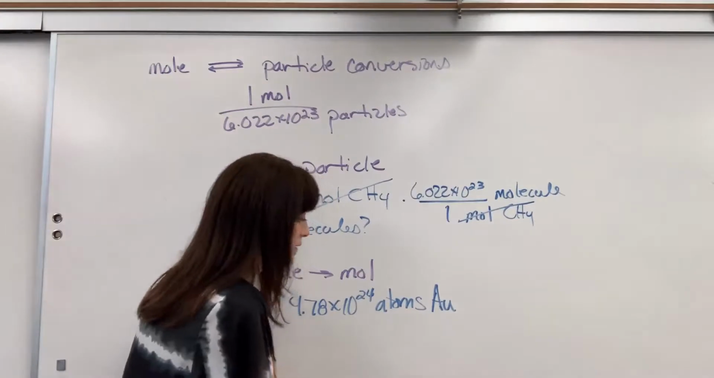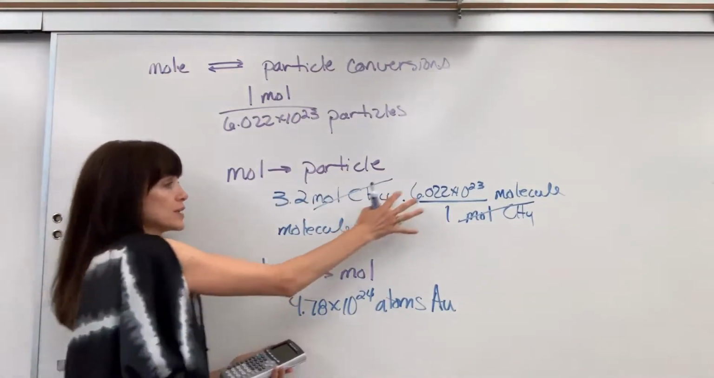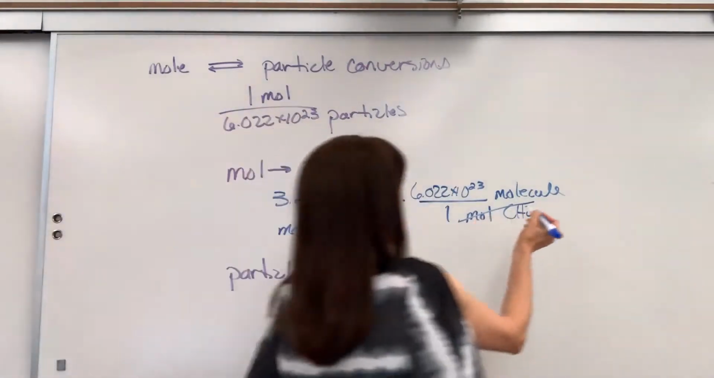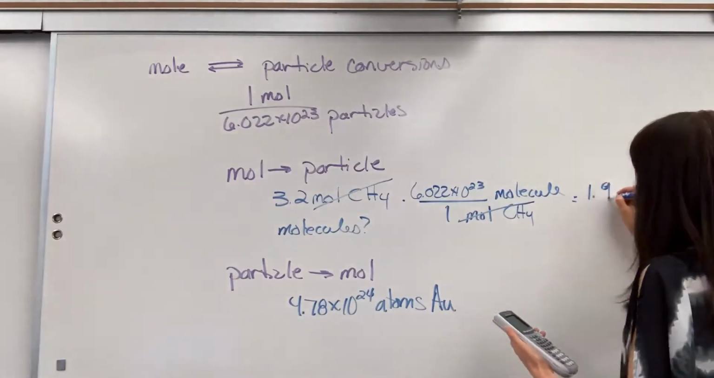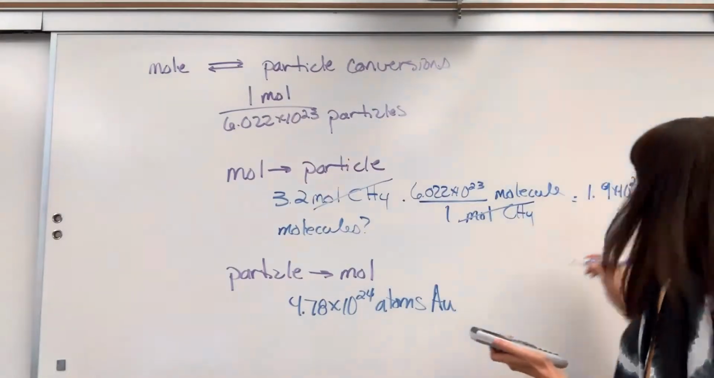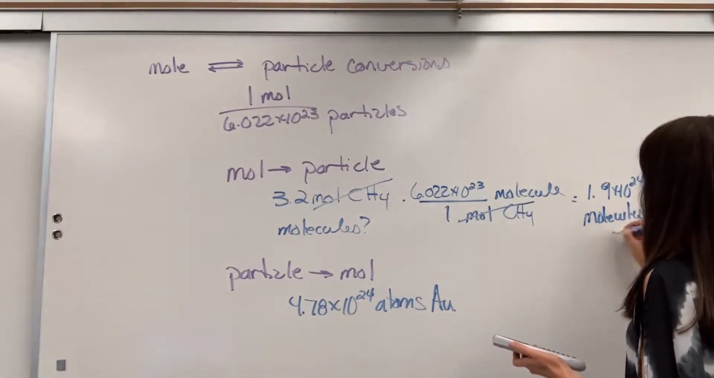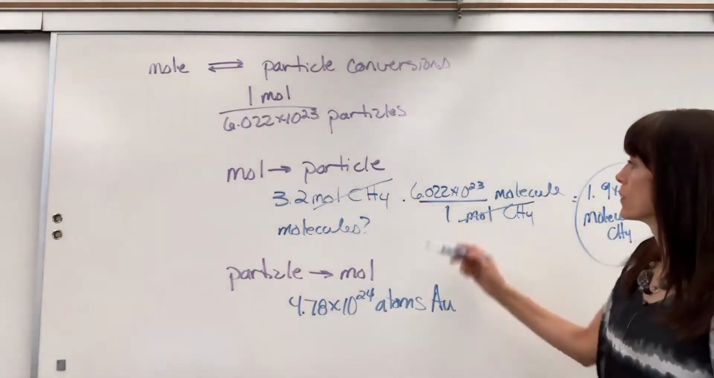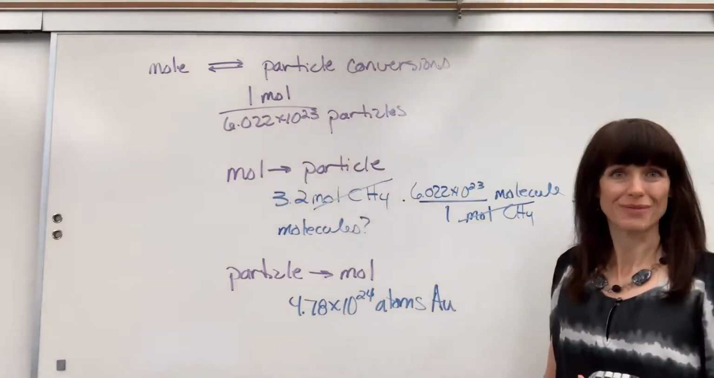So I did this in my calculator. Notice I have 3 sig figs right here. I'm going to treat this as an exact number. We'll go with the 3 sig figs, and this is going to equal 1.95 times 10 to the 24, and let's attach the unit to this. Molecules of methane. And there's our answer. Notice the units are key as long as you know Avogadro's number.